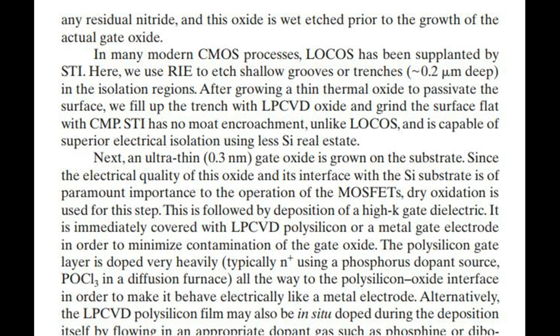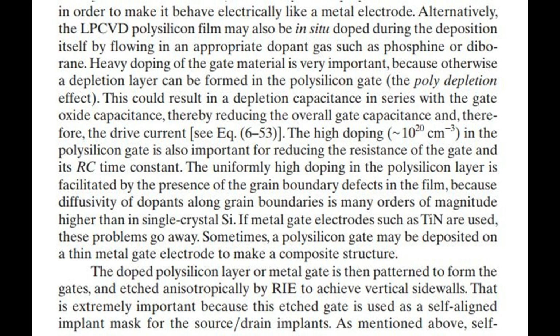The polysilicon gate layer is doped very heavily, typically N+ using a phosphorus dopant source, phosphorus oxychloride in a diffusion furnace, all the way to the polysilicon oxide interface in order to make it behave electrically like a metal electrode. Alternatively, the LPCVD polysilicon film may also be in situ doped during the deposition itself by flowing in an appropriate dopant gas such as phosphine or diborane.